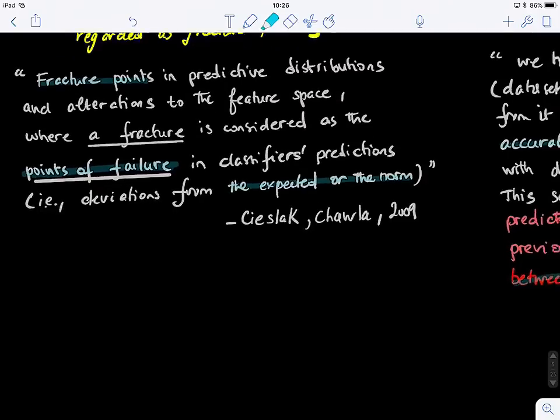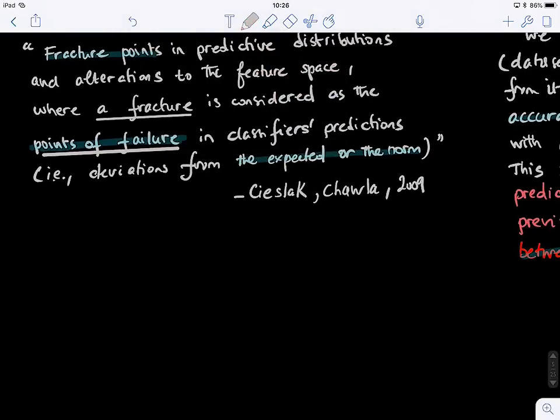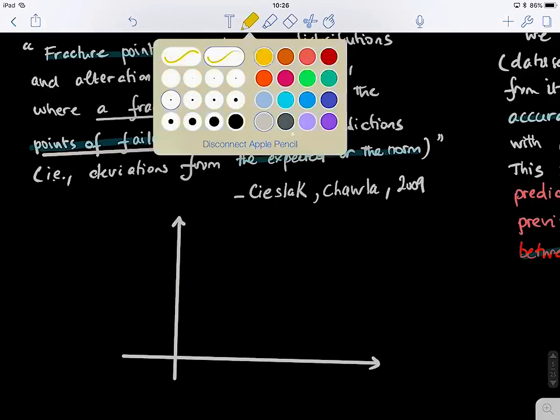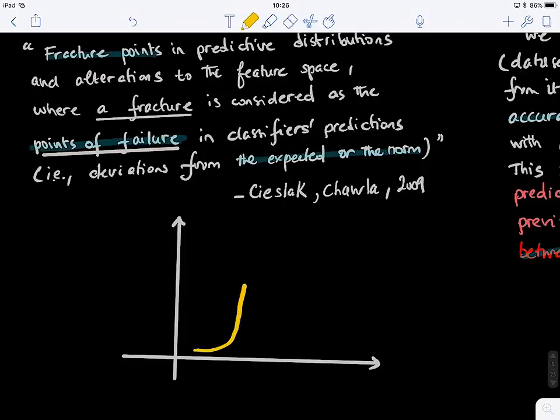So if you look at this case, for example, if this is the distribution of my data, and now you know that we're talking about features, right? About probabilities and things like that. So this is, for example, a single feature, right? And here you have some points that might lie far away. So these, we might call them outliers, okay? Or fracture points, right? Okay, cool.